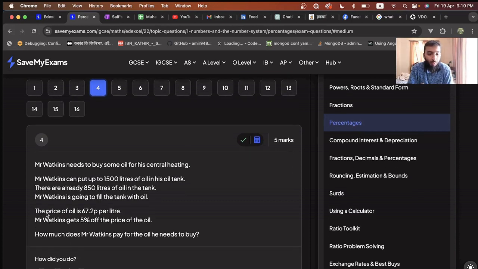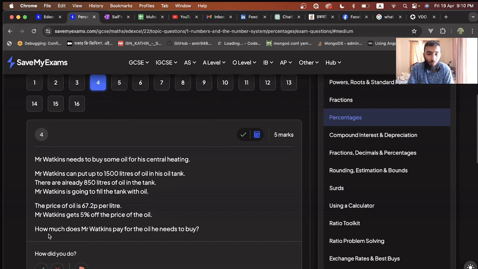So the price of oil is 67.2 pence. I think it's pence, so pence per liter. Mr. Watkins gets 5% off the price of the oil. So how much does Mr. Watkins pay for the oil he needs to buy?